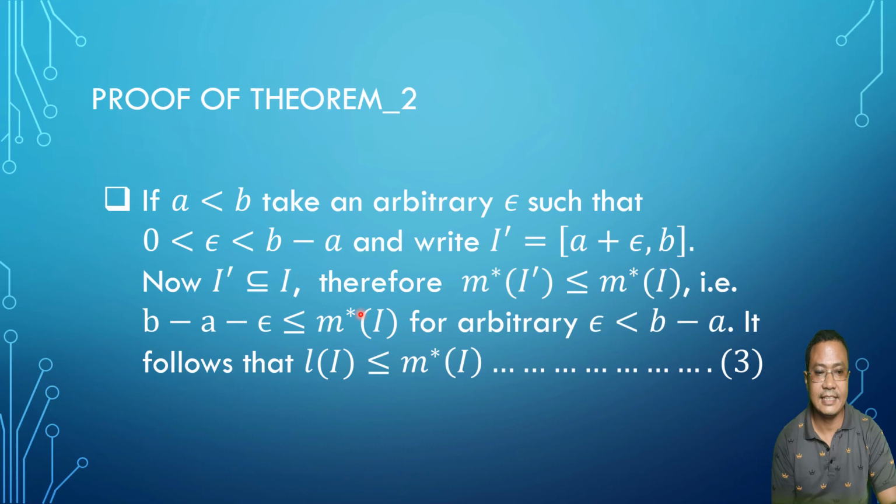But I prime is a closed interval. For a closed interval we have just now proved that the outer measure is the length of the interval. What is the length of the interval? b minus a minus epsilon is the length of the interval. That will be less than this one, and this inequality is true for every arbitrary epsilon. So therefore we can conclude that the length of the interval, that is b minus a, is less than or equal to the outer measure of I. Let it be inequality number 3.